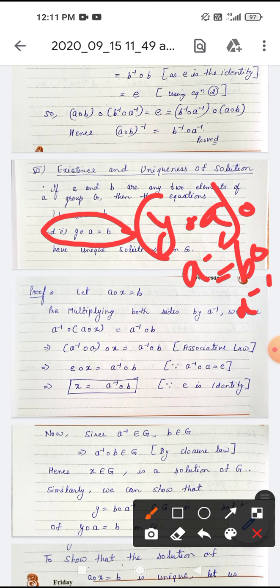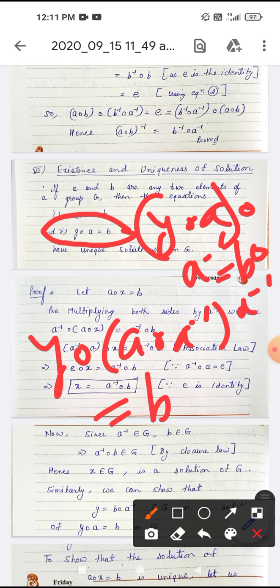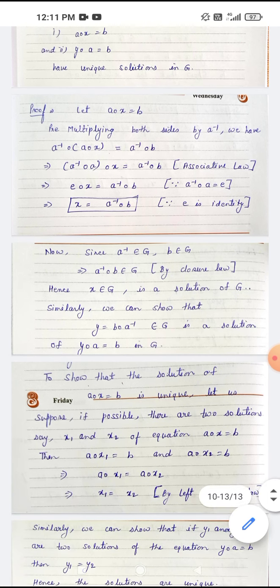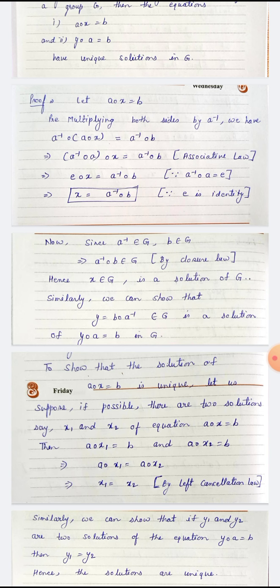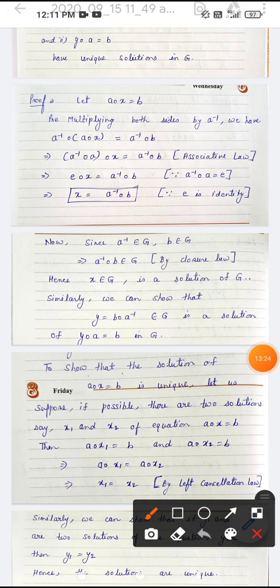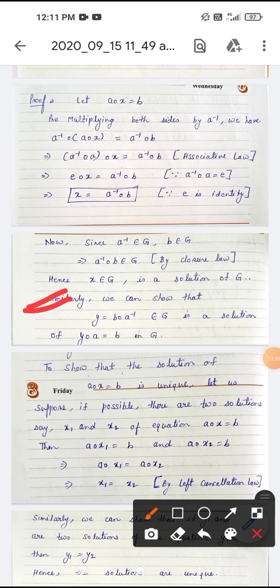Again applying associative law, we will get Y operation A inverse is equal to B operation A inverse. So finally we will get Y operation E that is equal to Y. So we will not discuss this part, we will directly write: similarly, we can show that Y is equal to B operation A inverse, which is also a member of G and is a solution of Y operation A is equal to B in G.